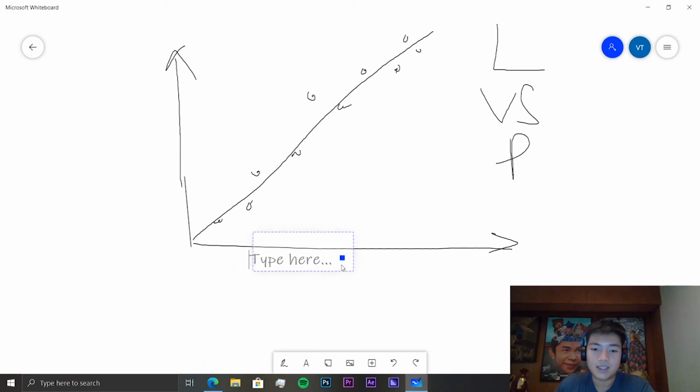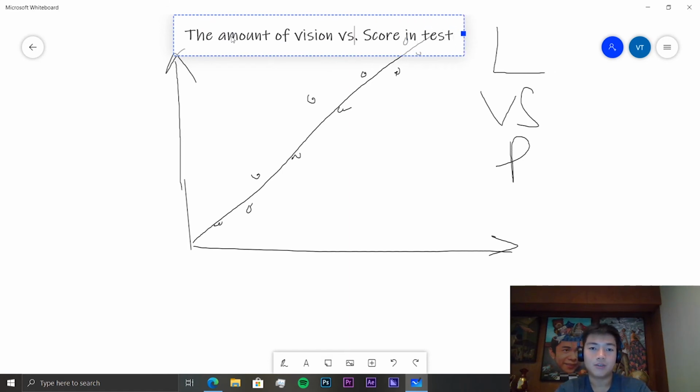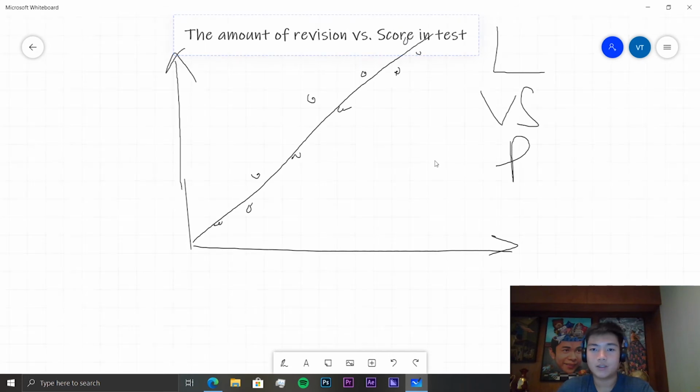So from this data, we can get that the amount of revision versus the score in test is probably positively correlated. So these two factors are obviously very important to one another.